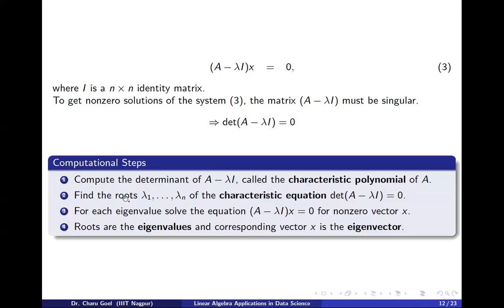The second step is to find the roots of this polynomial equal to 0. This polynomial is called the characteristic polynomial, and the equation, characteristic polynomial equal to 0, is called the characteristic equation. Once we find the roots of this equation, the number of roots will again be equal to the order of the matrix, because any equation of degree n will have n roots. They can be real, they can be complex, they can be repeated. Another thing I have not written here: in case it is a complex eigenvalue, it will appear in conjugate pairs.